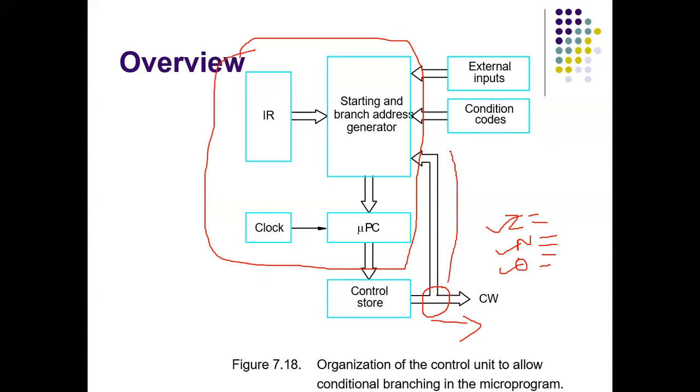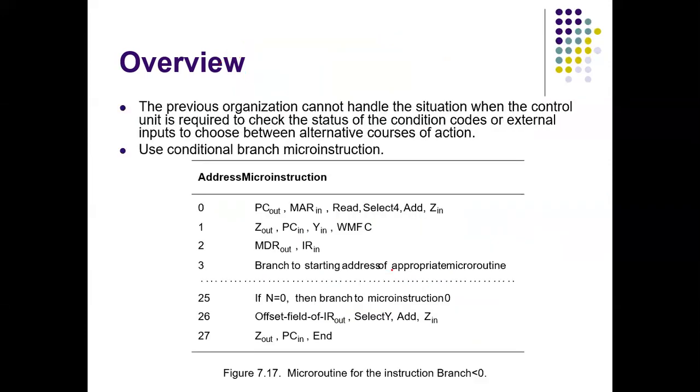Once again, what will happen is that the control will go here, and the starting address generator, or the branch address generator, will generate some other address, and that address will go into the micro PC. Now the micro PC may refer to some other address in the control store, and that instruction will execute. This is how branch instructions are handled by using microprogram control. Here is an example which shows how it works. The first step, up to this point, is nothing but instruction fetch.